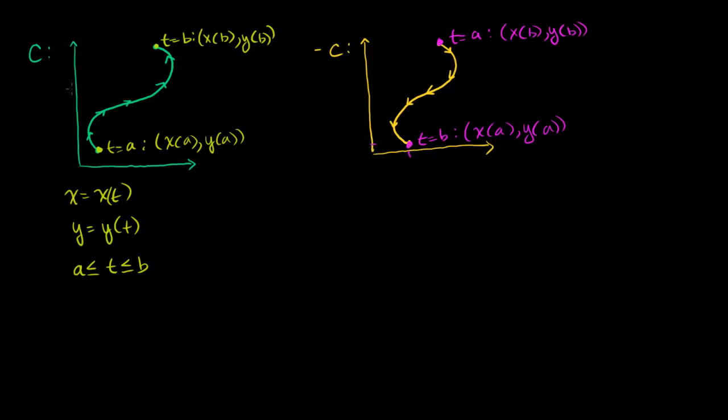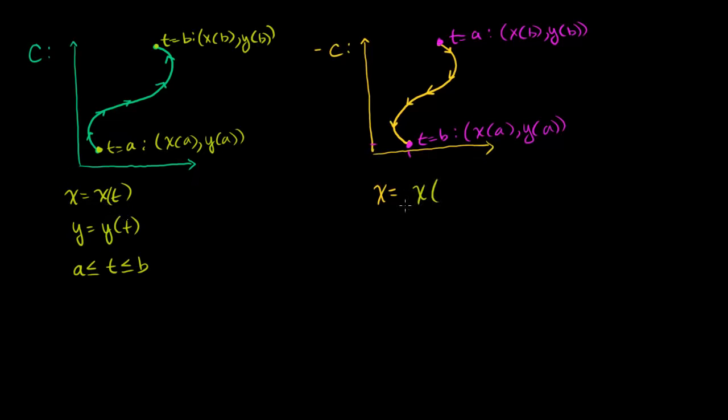So how do I construct that? Well, if you think about it, when t is equal to a, we want both of these functions to evaluate at b. So what if we define our x, in this case, for our minus c curve? What if we say x is equal to x of, and when I say x of, I'm talking about the same exact function. Actually, maybe I should write it in that same exact color.